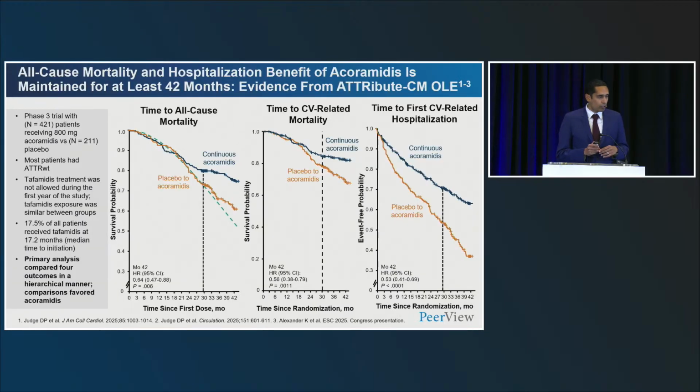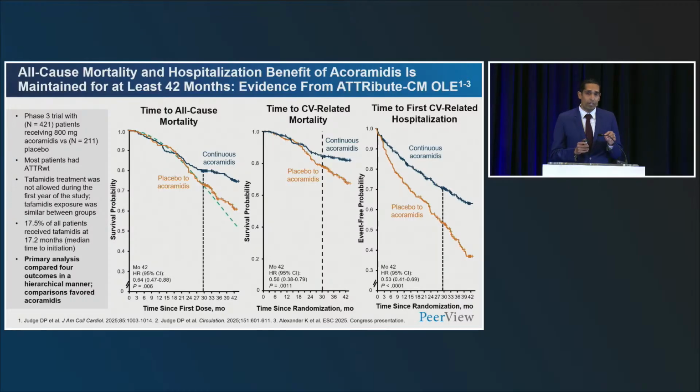Now let's go to acoramidis and the ATTRibute trial. So this was the next trial that came out about a year ago. This was a study of around 600 individuals. They were randomized to acoramidis or placebo in a 2-to-1 fashion. Again, most patients in this trial had wild type as opposed to variant.